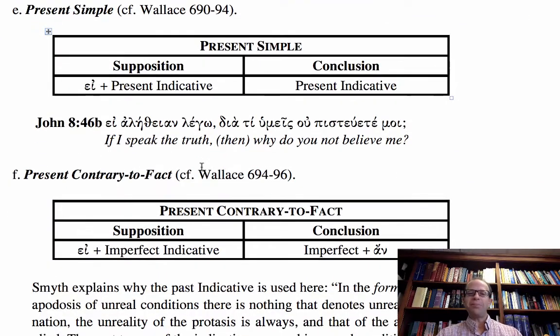Now the present simple is just a simple supposition that is circumstantial, and it's occasional. And so it's formed with ei in the present indicative, then followed by the present indicative. This is the run-of-the-mill standard present time frame condition.